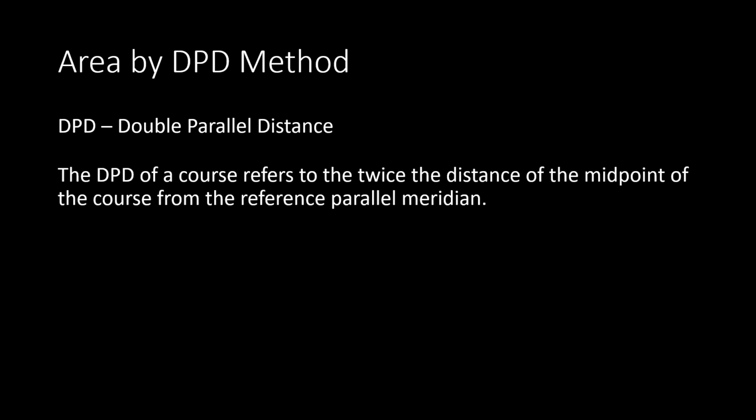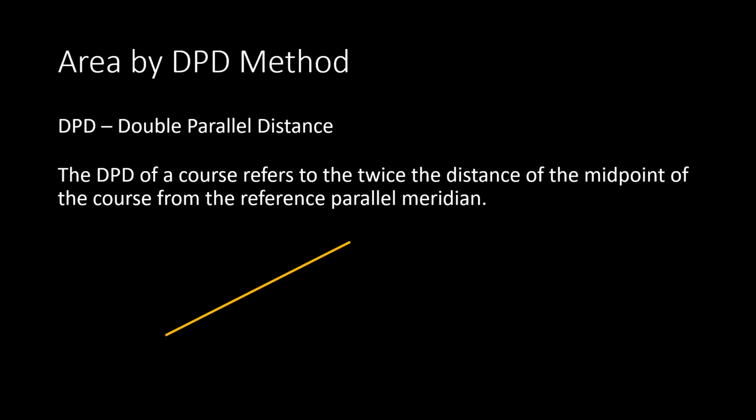As we continue on our lecture about area computations, we discuss another method which is called area by DPD method. The DPD method is very similar to the DMD method as both are equally precise and offer easy calculation of the area of any given tract of land. DPD refers to the double parallel distance, and the double parallel distance is defined as twice the distance of the midpoint of the course from the reference parallel meridian.